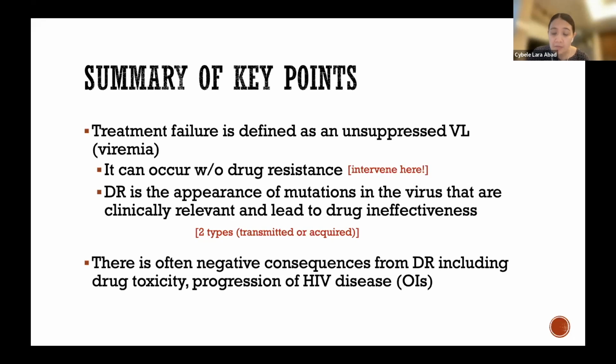Now, there are often negative consequences from drug resistance, which we didn't really go over, but I wanted to put here. The more regimens you take, the more potential there is for drug toxicity. And of course, when you're off your regimen or when there is an unsuppressed viral load, there is faster progression of HIV disease, and that's what we're trying to avoid. So these are the negative consequences of drug resistance. And of course, while it's not controlled, you are at higher potential of getting sick again, of getting opportunistic infections, especially if your CD4 is still quite low.